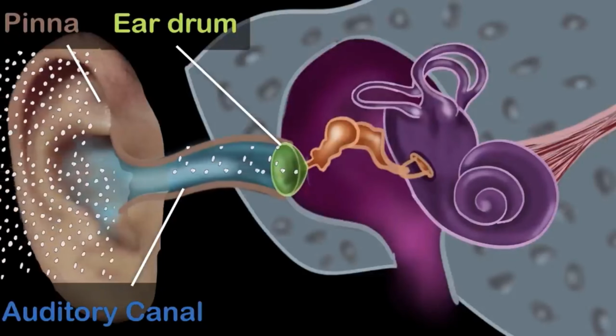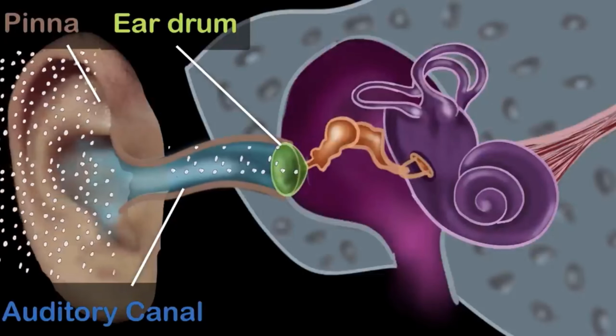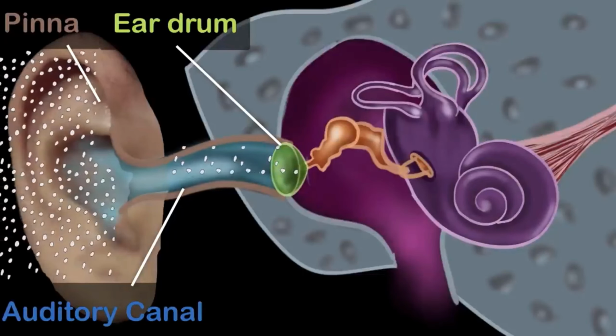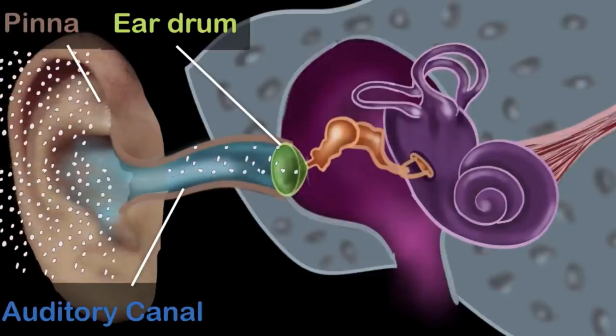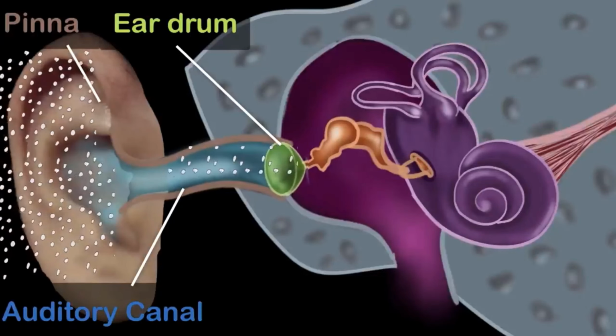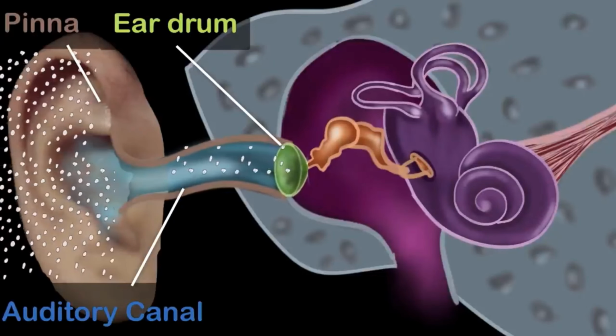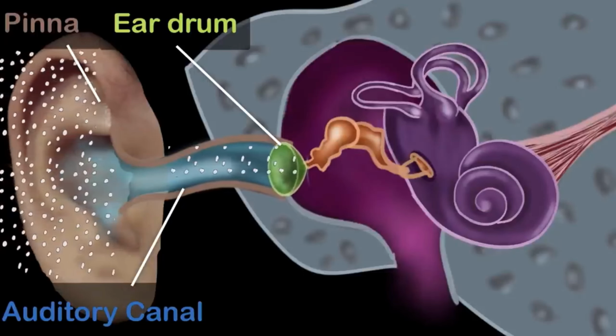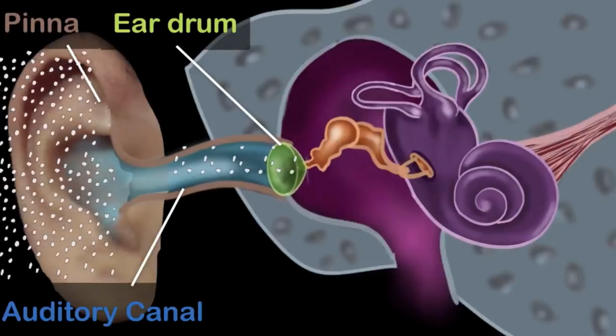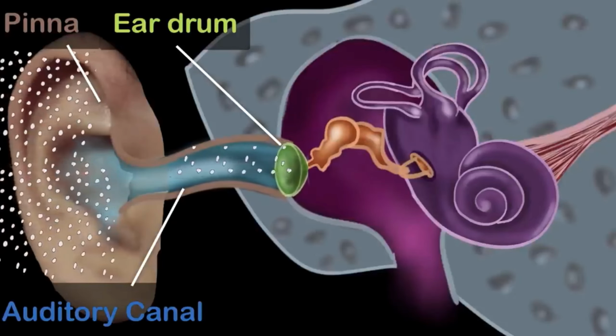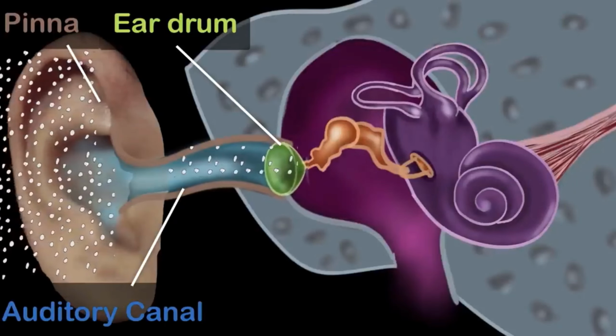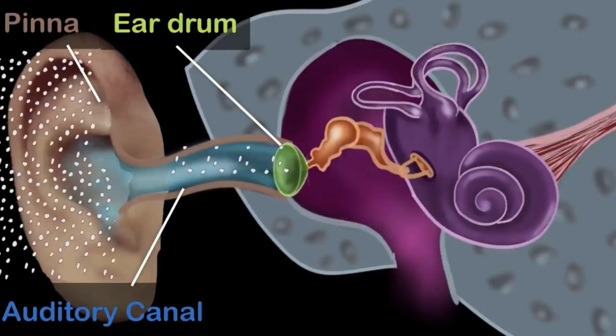The eardrum is a transparent membrane which is super sensitive to the vibrations of the air. So as the air vibrates, even the eardrum starts vibrating, just like the skin of a drum. And as you can see, the eardrum also separates the outer ear from the middle ear. This brings us to the middle ear.